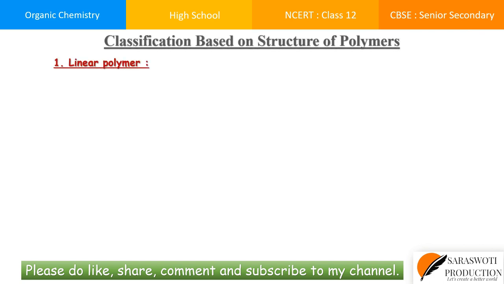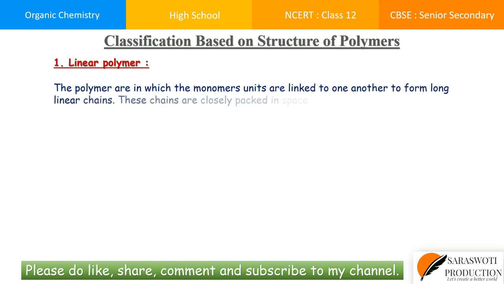Number one we have is linear polymer. The word says these are the linear ones, like how you have seen it. The polymers in which the monomer units are linked to one another to form a long linear chain. These chains are closely packed in space. We have two examples only, high density polythene and polyvinylchloride.